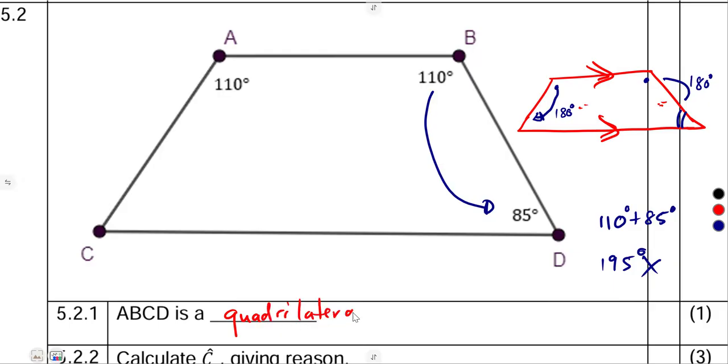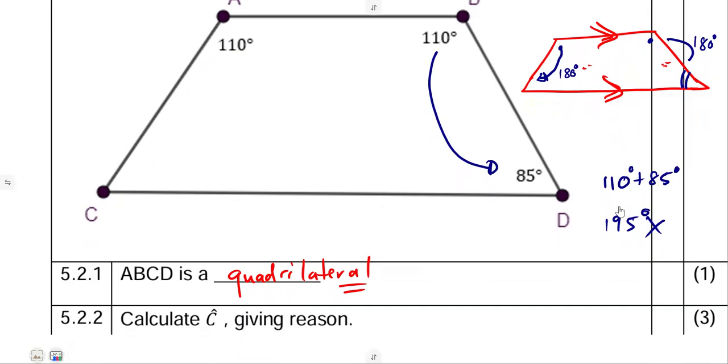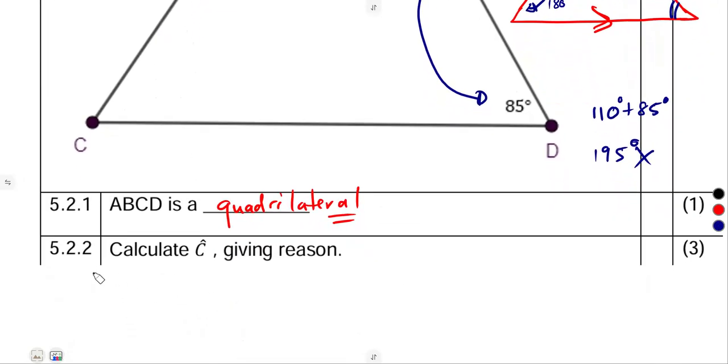It is just a normal four-sided shape. Nothing special about it. Then calculate angle C for question 5.22. Calculate angle C, giving reason.